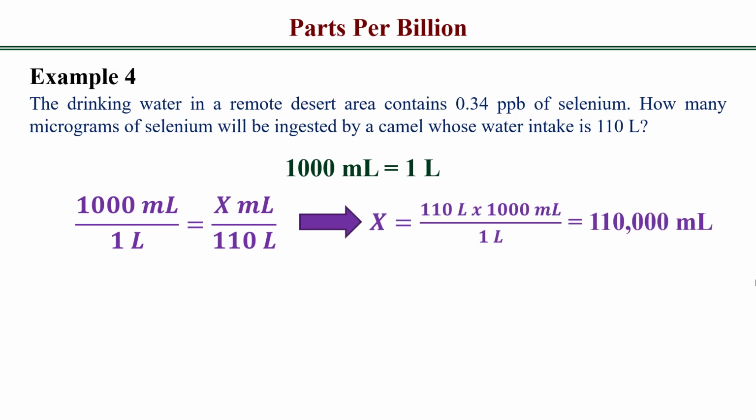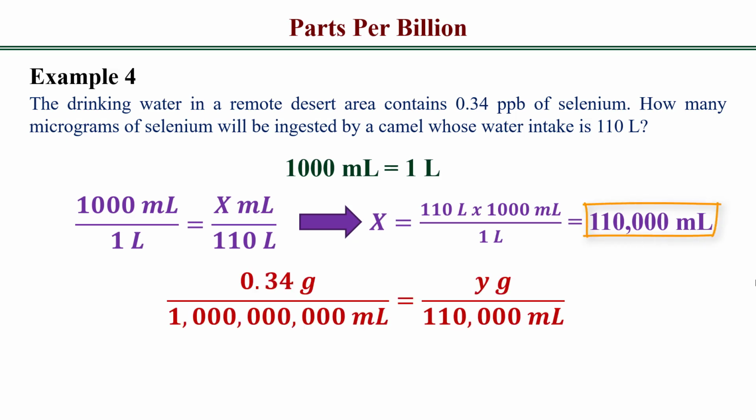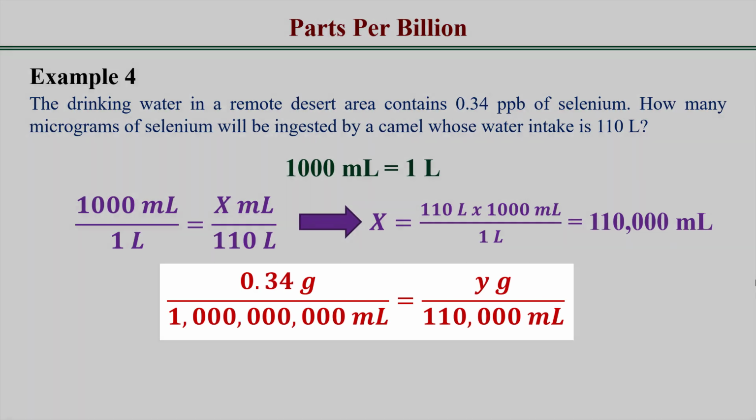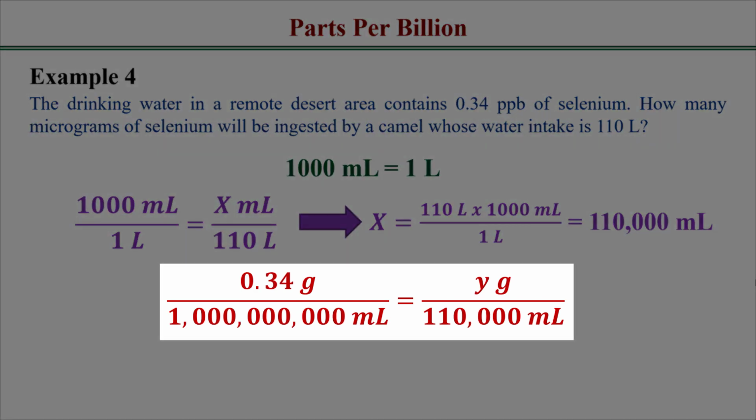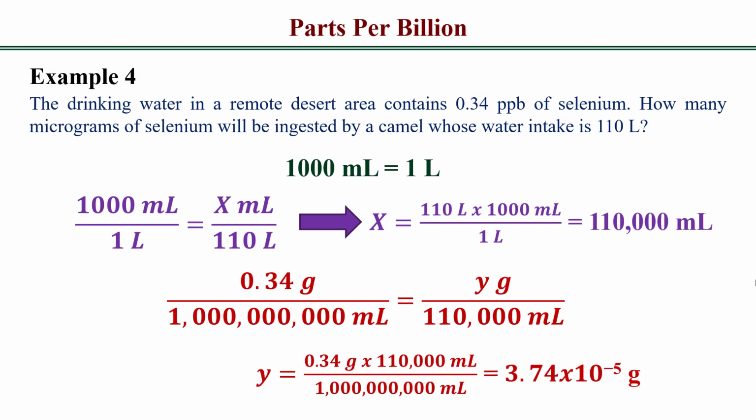Go ahead and solve for x, which is our unknown. X is going to be equal to 110 liters times 1000 milliliters divided by 1 liter, and that gives us 110,000 milliliters. So now we go ahead and set up a proportion. 0.34 ppb is the same as 0.34 grams divided by a billion milliliters, and that should be equal to our unknown, which is y in grams, divided by 110,000 milliliters, which is the volume the camel ingested. So you go ahead and solve for y.